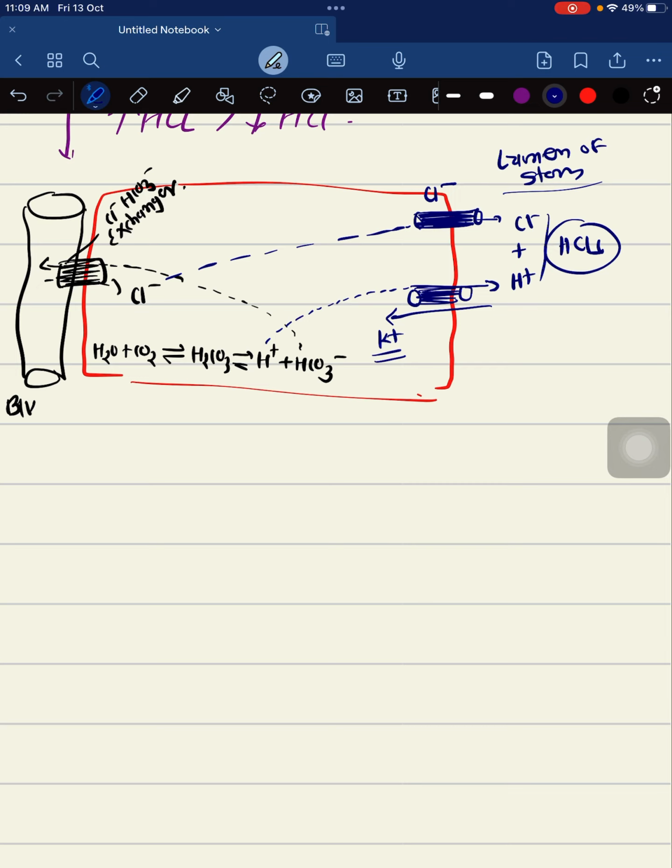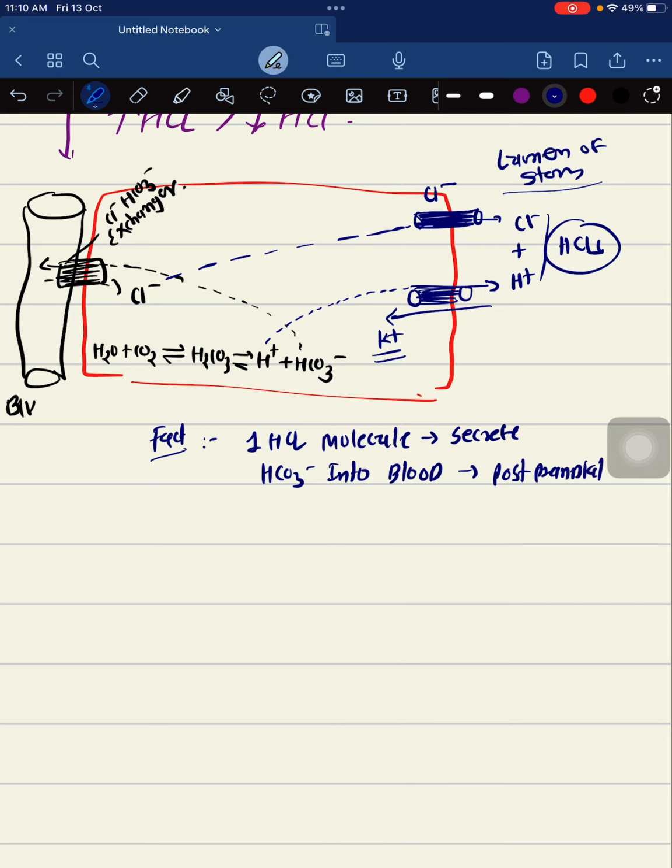And so we make one fact: one HCl molecule secreted releases bicarbonate into the blood. So we have what is called the postprandial alkaline tide. Okay, this phenomenon is called the postprandial alkaline tide.